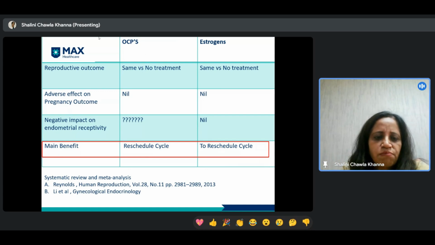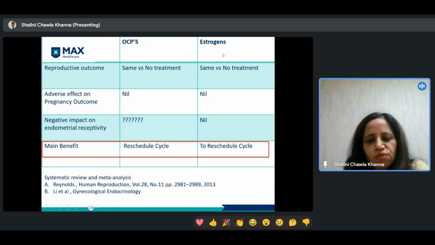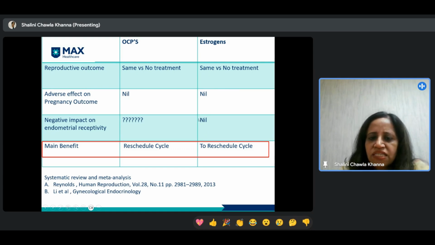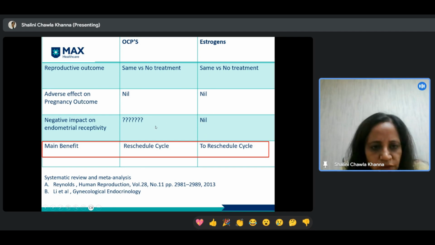So that was the main reason which led people to move towards estrogens, because once you're giving estrogens, you're not suppressing the LH hormone. Hence there would be adequate secretion of progesterone, and the endometrial receptivity will not be hampered as in cases of giving oral contraceptive pills.